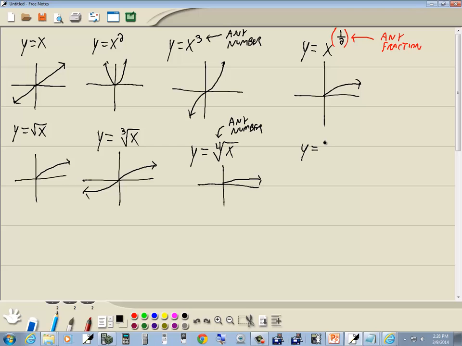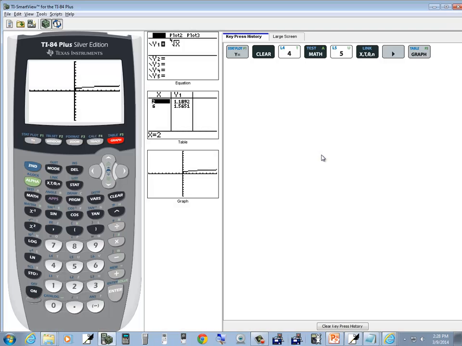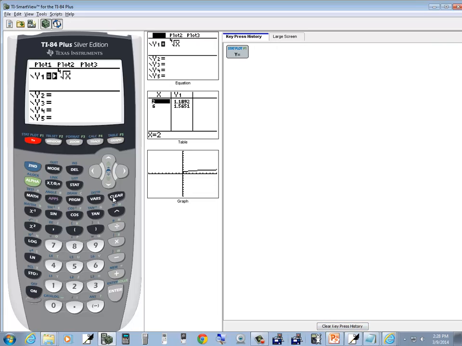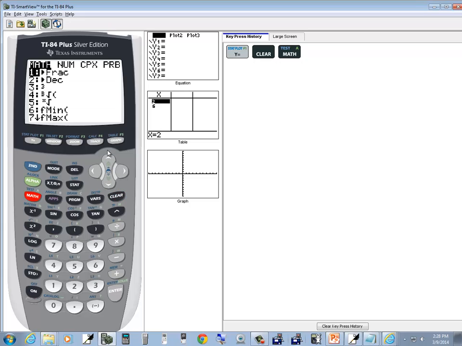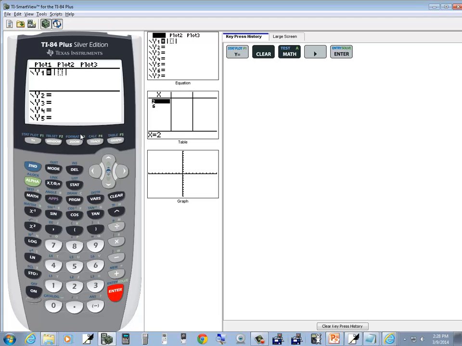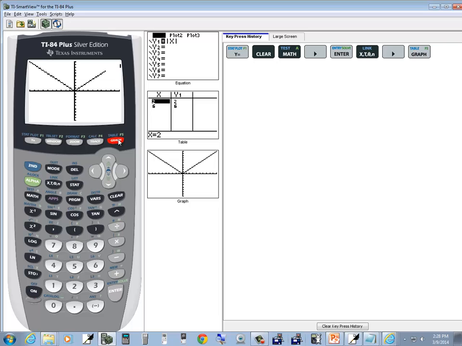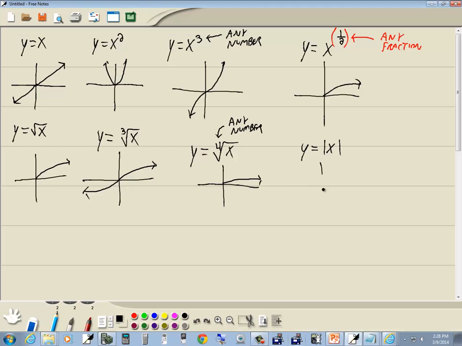Now let's look at the absolute value of x. Press my y equals, press clear. I'm going to go into my math, and absolute value is under the num menu, so I have to press the right arrow to num. And you see ABS is already highlighted. So I press enter on it, and you'll see the absolute value bars there. Then I put my x in, and I have to press the right arrow key to get out of the absolute value, and then press graph. That gives us our V-shaped graph.